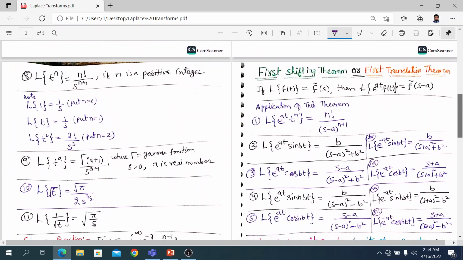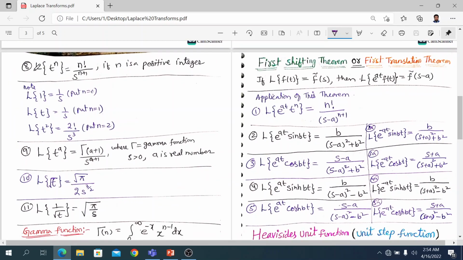Next formula, Laplace of t power of n is n factorial by s power of n plus 1 if n is a positive integer. For example, put n is equal to 0. So t power of 0, any number power of 0 is 1. So Laplace of 1 means 1 by s. Now put n is equal to 1, t power of 1 is t. So Laplace of t is 1 by s square. You substitute 2.